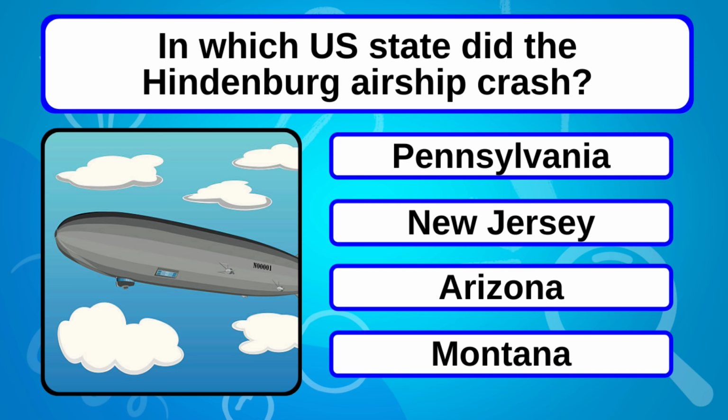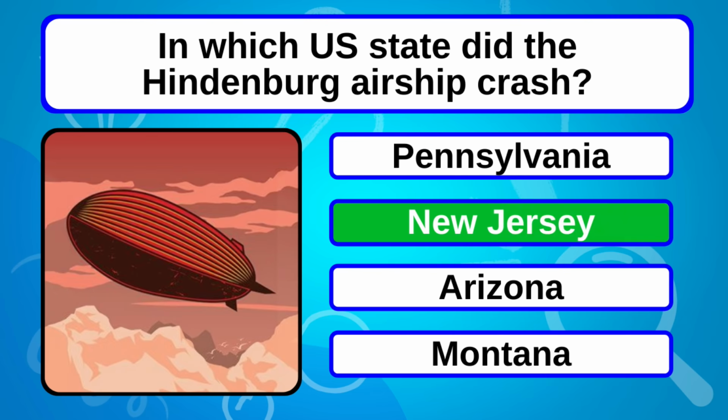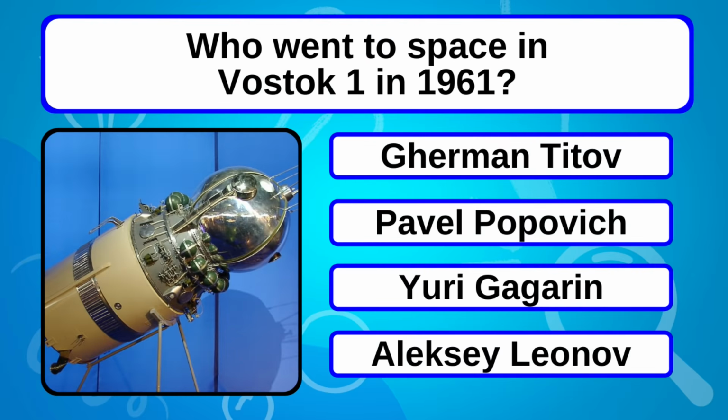Pennsylvania, New Jersey, Arizona, or Montana? New Jersey. Question 4. Who went to space in Vostok 1 in 1961?